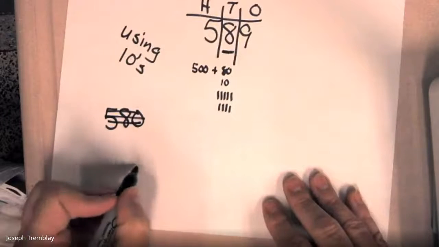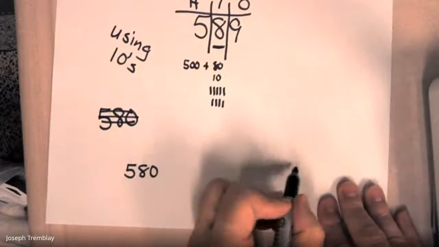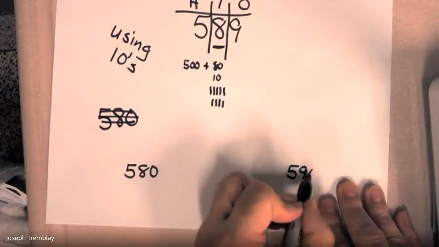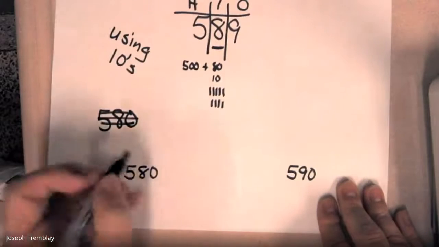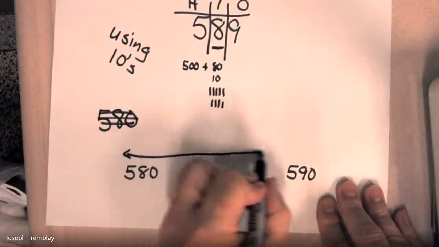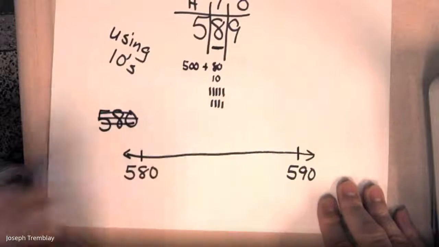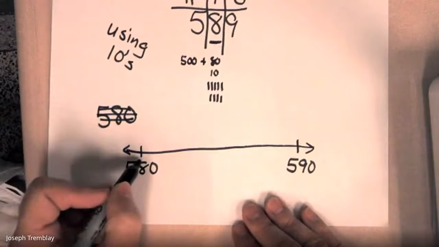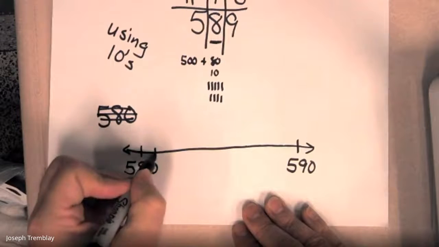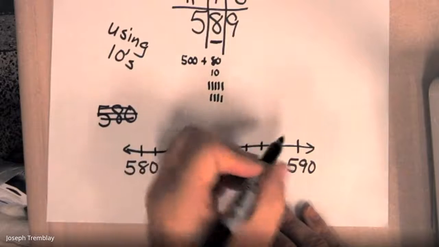Since this number is kind of in the way here, I'm going to move it down just a little bit. I'm going to put my 580 down here so I have a little more room to work with. And I'm going to go ahead and put my 590 because that's 580 plus 10. And now it's a lot like our first problem. We are adding 10. So I'm going to put my tick marks in. 0, 1, 2, 3, 4, 5, 6, 7, 8, 9, 10.